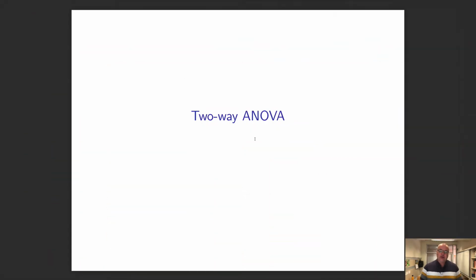Okay, so now we're going to do two-way ANOVA. What I mean by two-way ANOVA is, before, we had a response variable with a single categorical predictor. Now we're going to have a response variable with two categorical predictors.